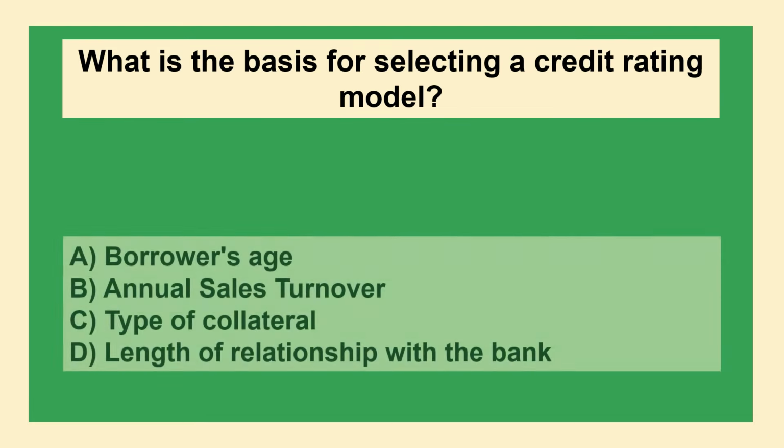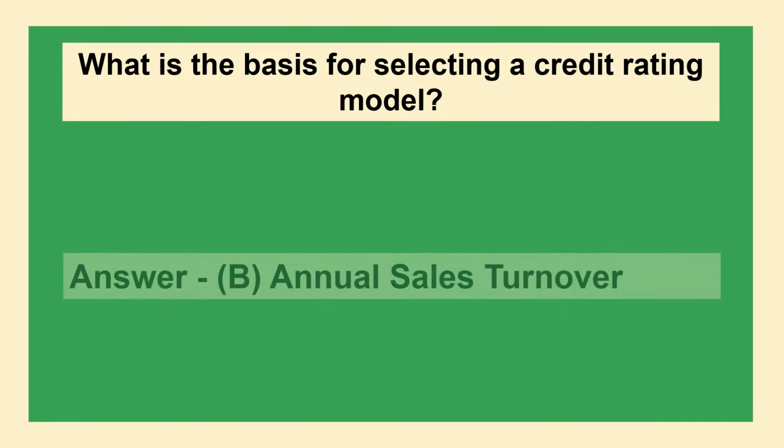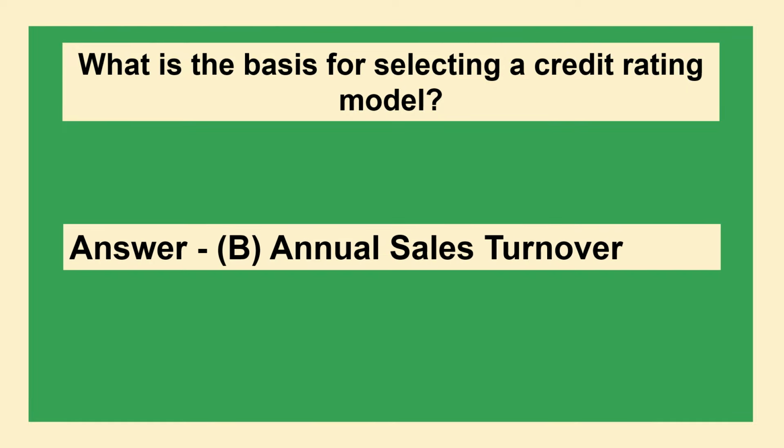The next question is, what is the basis for selecting a credit rating model? Option A, borrower's age, option B, annual sales turnover, option C, type of collateral, option D, length of relationship with the bank. And the correct answer is option B, annual sales turnover.